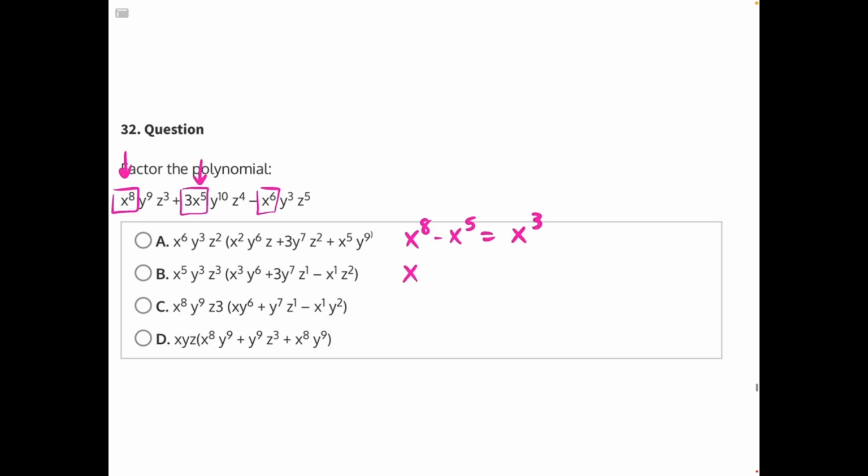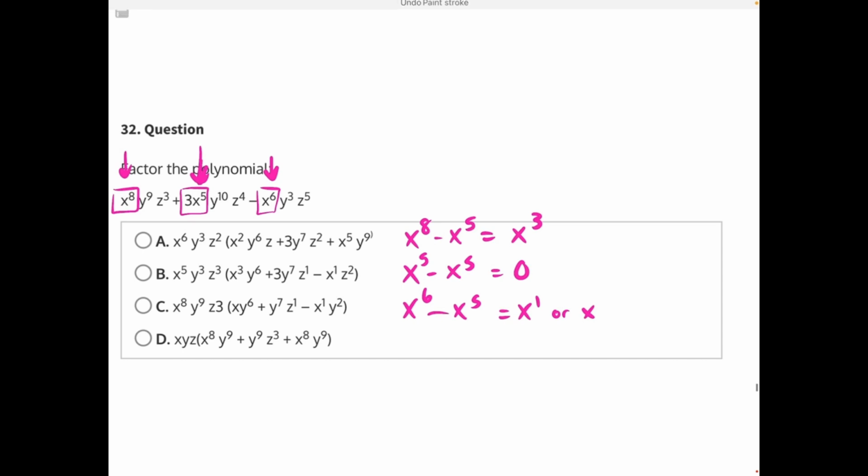x to the 5th minus x to the 5th, this is the second one, would give us 0. So we would have no x left in that second factor. Then in the third factor, we would have x to the 6 minus x to the 5, which would give us x to the 1, or just a plain x without an exponent.